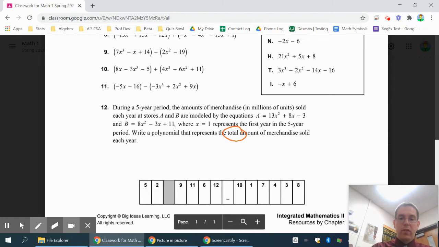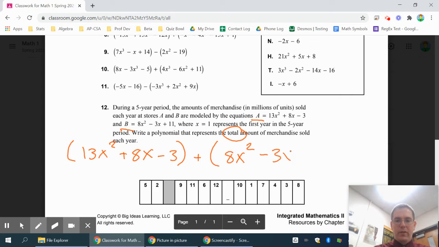And we have sales given by equation A. We have sales given by equation B. We're just going to add those together. So if I was writing out the equation, it would be 13x squared plus 8x minus 3, and just add equation B, 8x squared minus 3x plus 11.